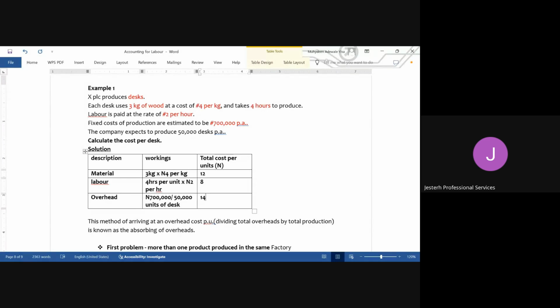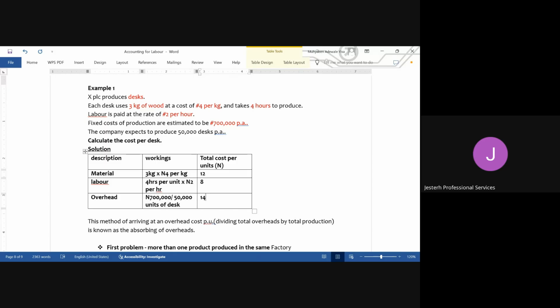Now it means for them to produce each unit of desk, the overhead cost that they are going to spend in producing each unit of this desk is going to be 14 naira per unit of desk. I hope we are getting this narration. Someone will ask: okay, 14 naira. Does that mean that if you multiply 14 naira by the total units of the desk that we are going to produce, we are still going to get the same 700,000?